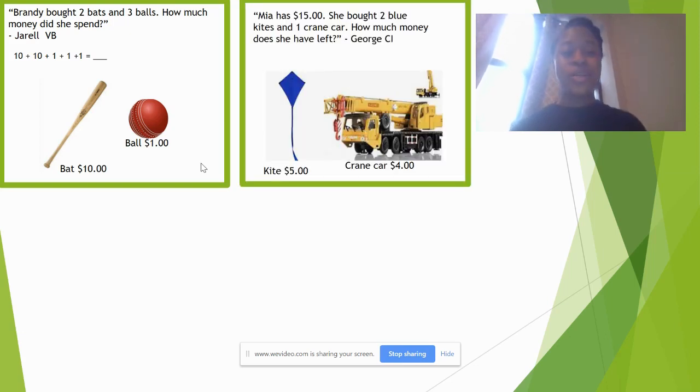Here we have a story from George from Coney Island. Mia has $15. She bought 2 blue kites and 1 crane car. How much money did she have left? Here we see the price of each kite and the price of each crane car.